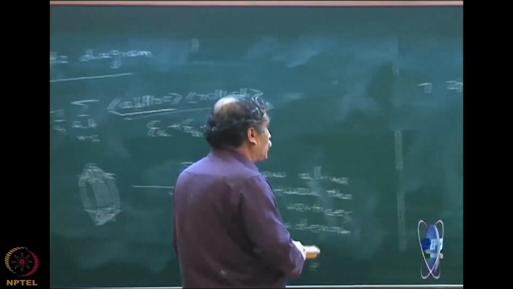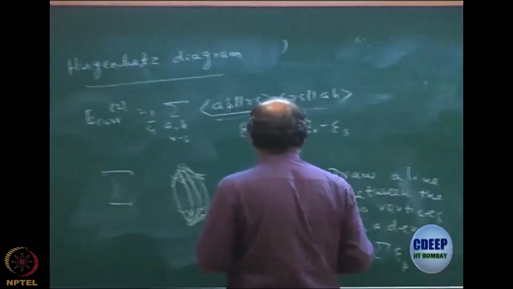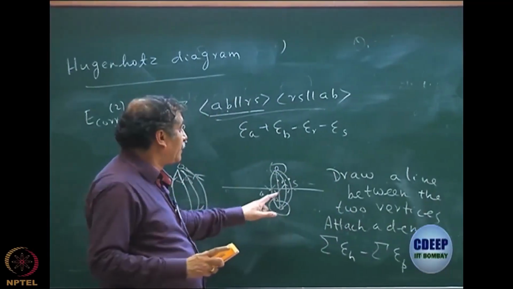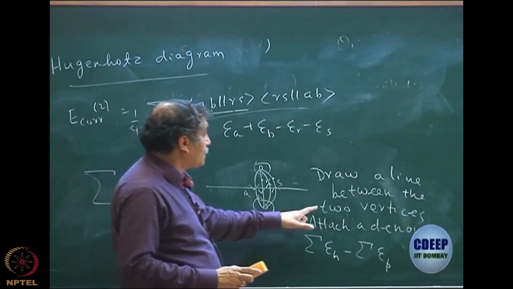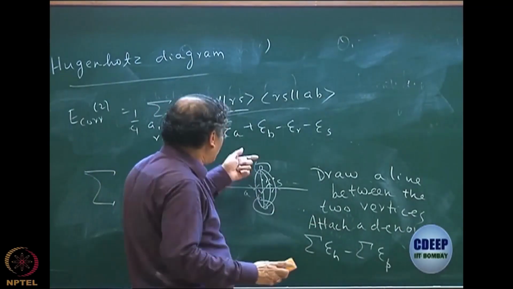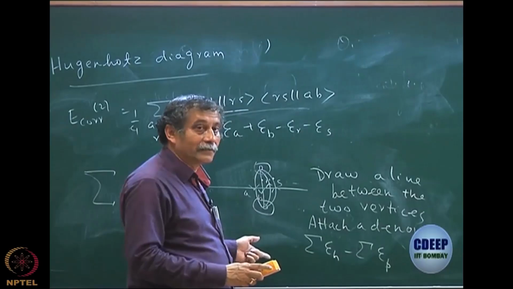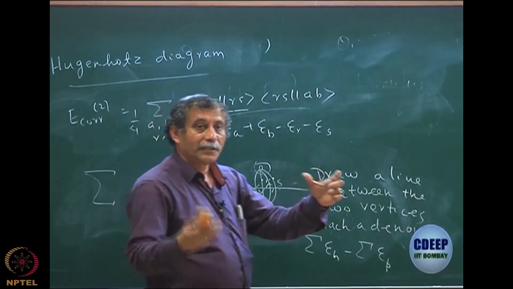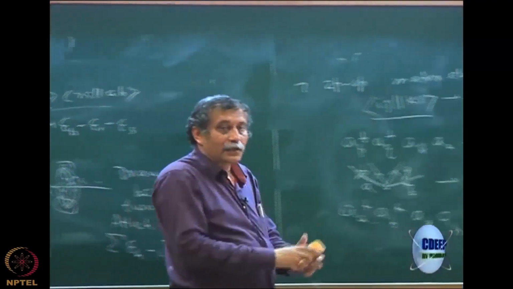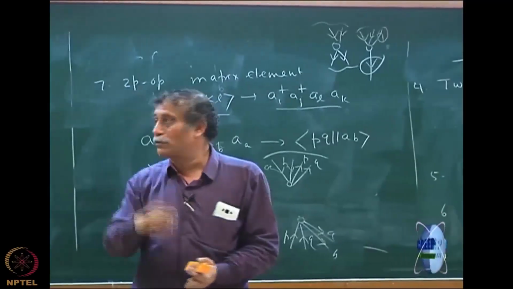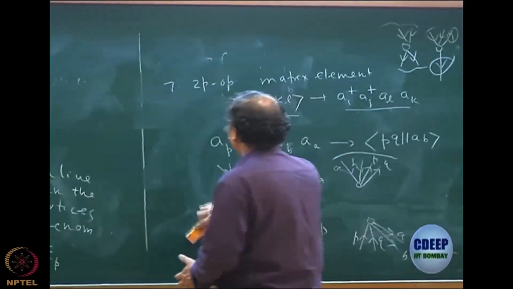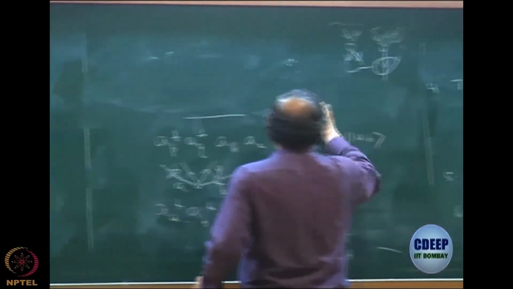Okay? So every pair of vertices, so this is very important. Between 2 vertices means every pair of vertices. So this is important when I go to MP3. There will be 3 V terms, so there will be another pair of vertices. So I have to draw another line. So later on it will be useful. So now let us go to the other rules.